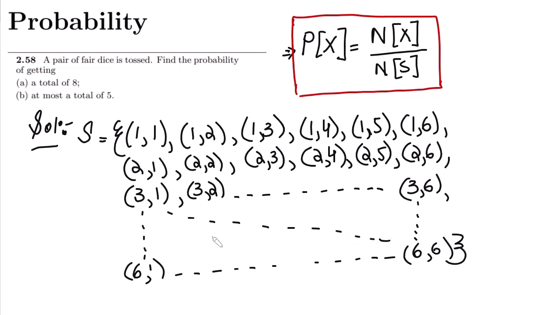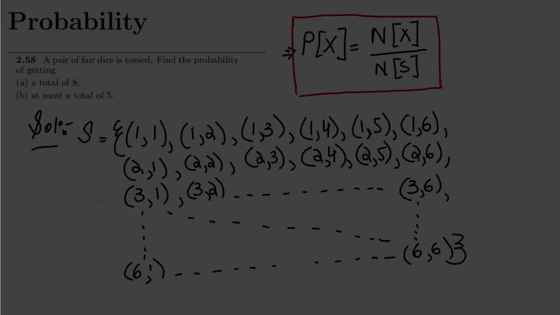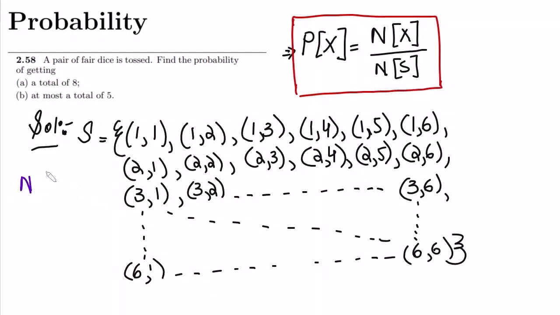These are basically the items in the sample space, and in order to find the number of items in the sample space, I have to count them all. By counting them all, I get the number of items in the sample space, and these are 36. So these are the 36 items which I have here.